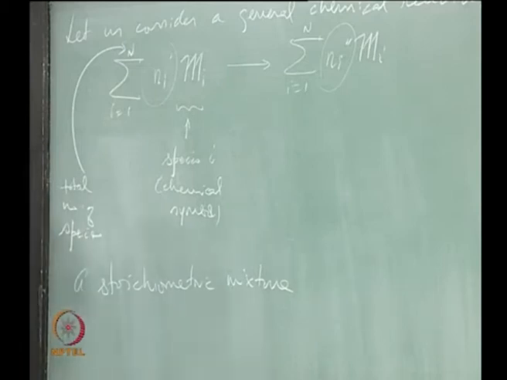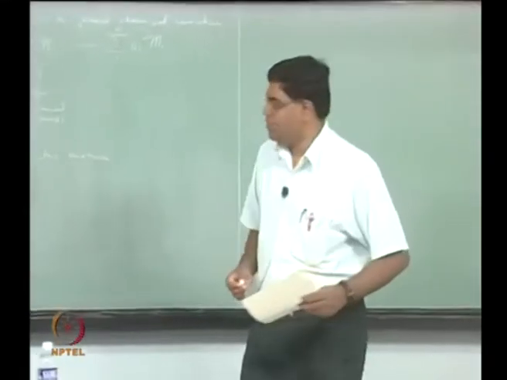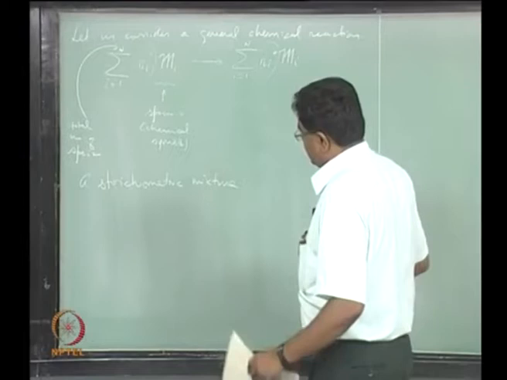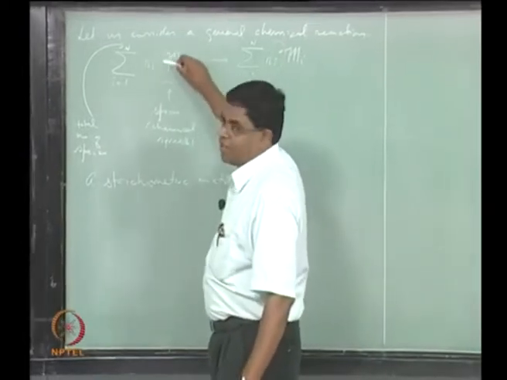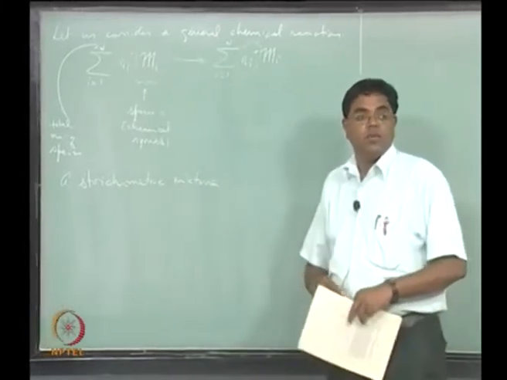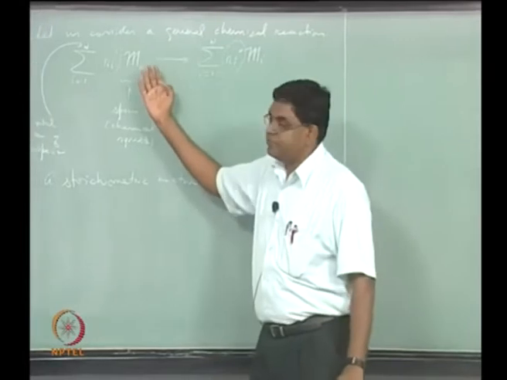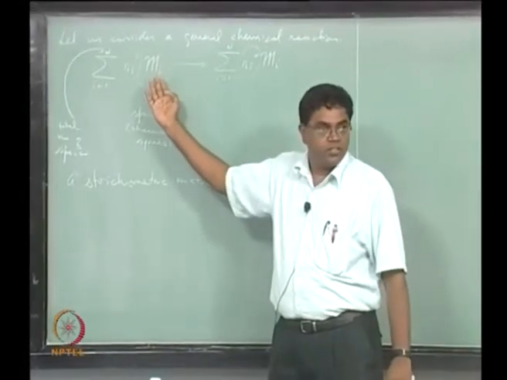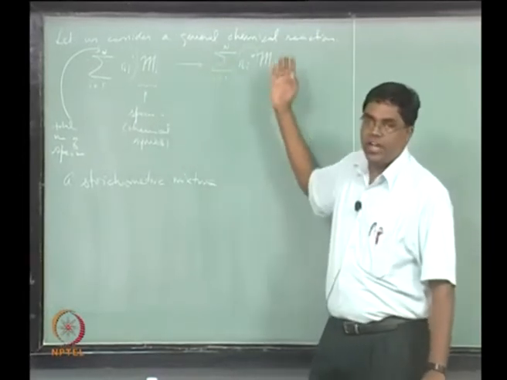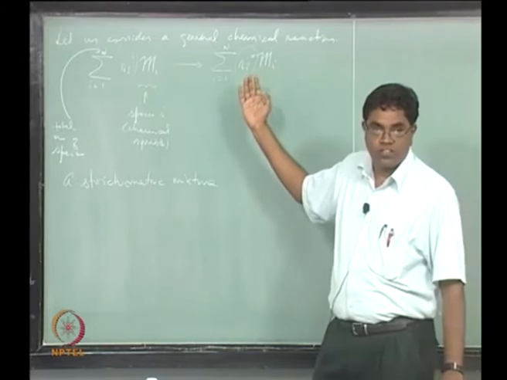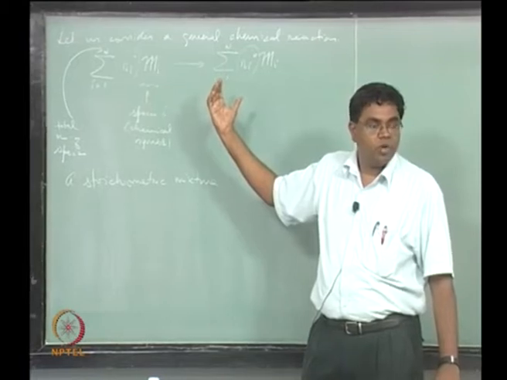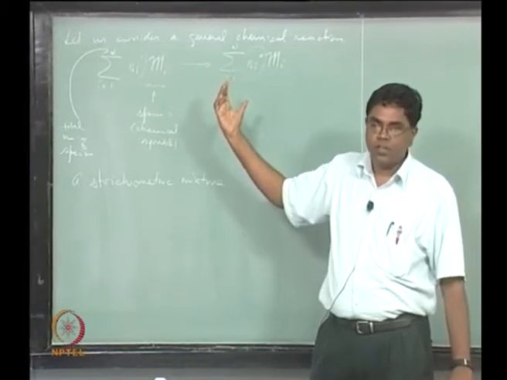What's a stoichiometric mixture? Stoichiometric basically denotes that particular combination of ni primes, the proportion of the reactants that you are going to take such that all of them completely react into products with none of the reactants left over. But how do I know what is meant by products?